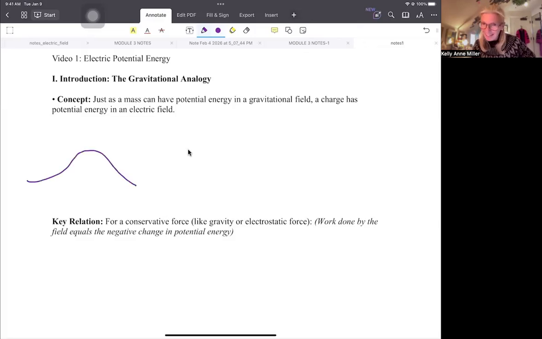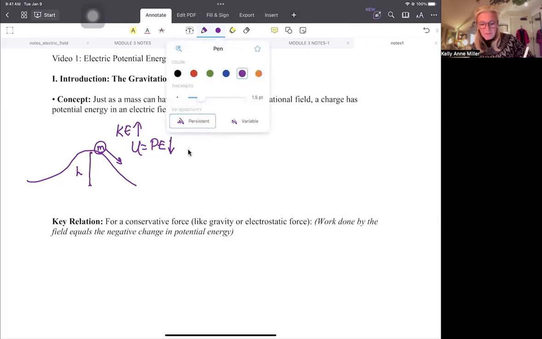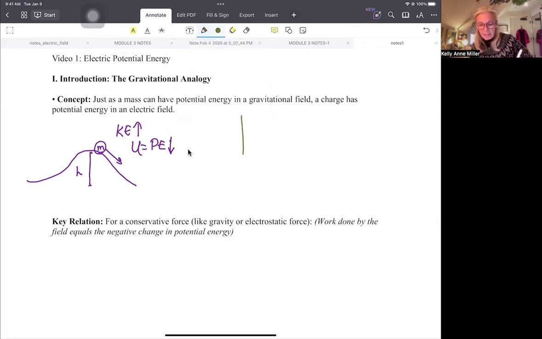Let's say you have a hill and it has a height, and you put a mass at the top of that hill and it rolls down the hill. As it rolls, the kinetic energy increases, and the potential energy, which remember has the symbol U, decreases. As the mass goes from the highest point to the lowest point, the potential energy decreases. It's very similar in an electric field.